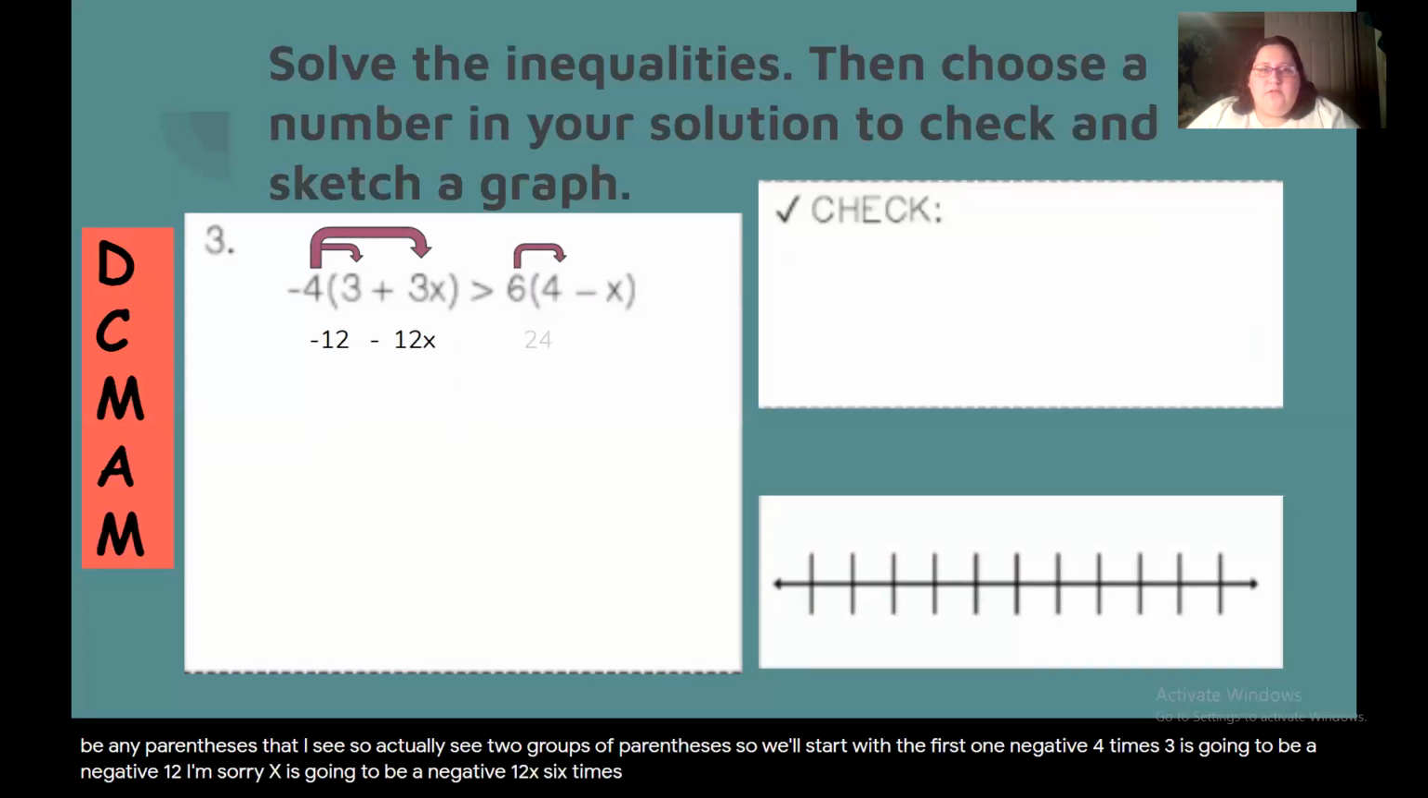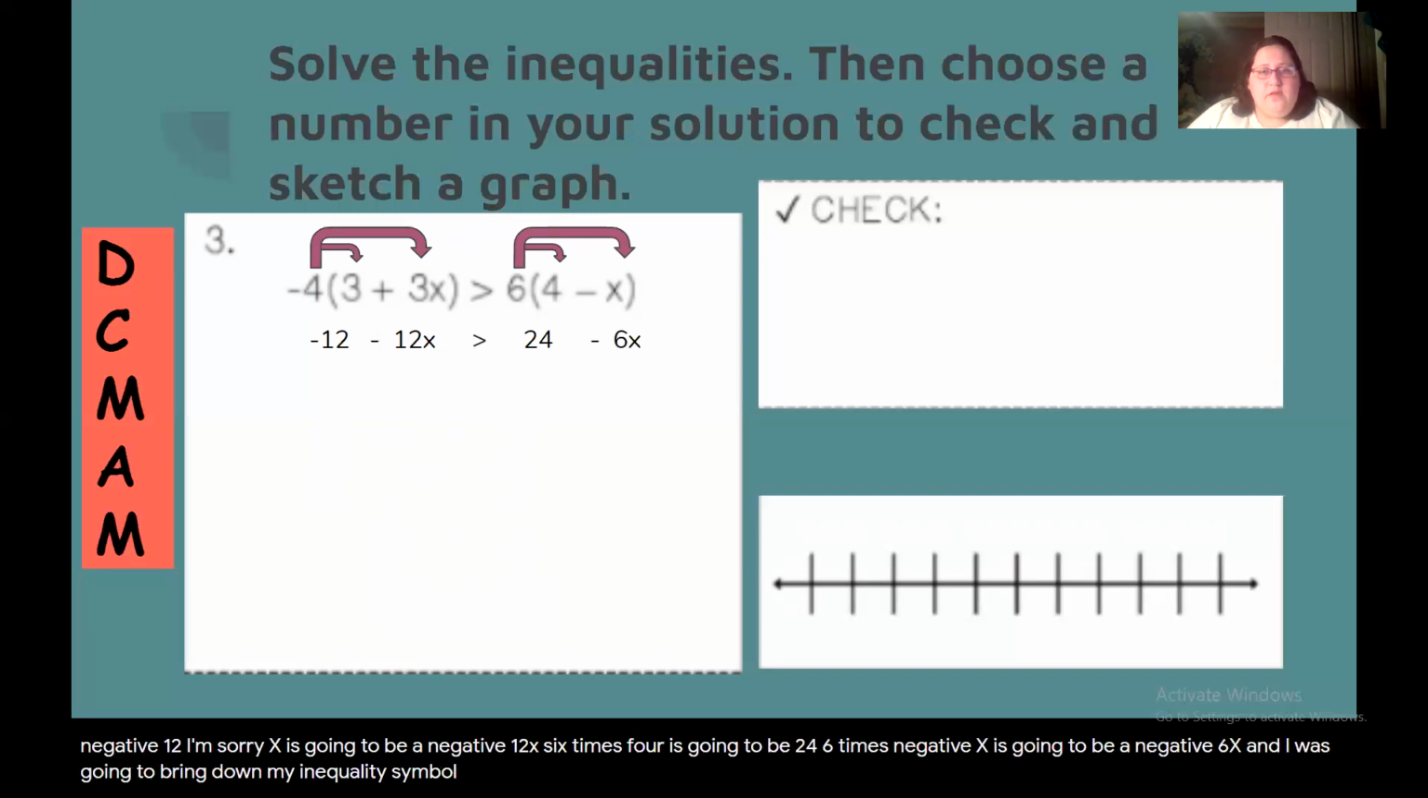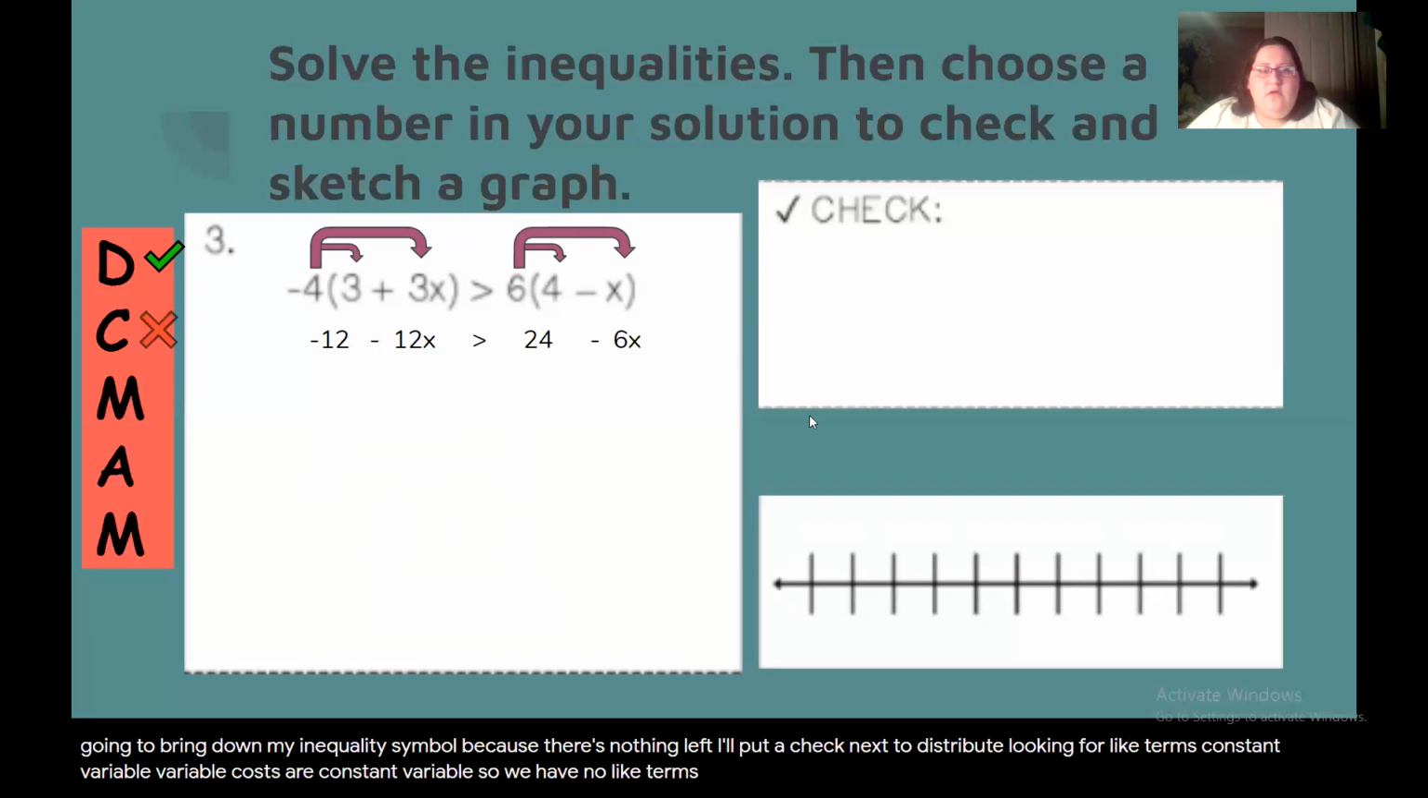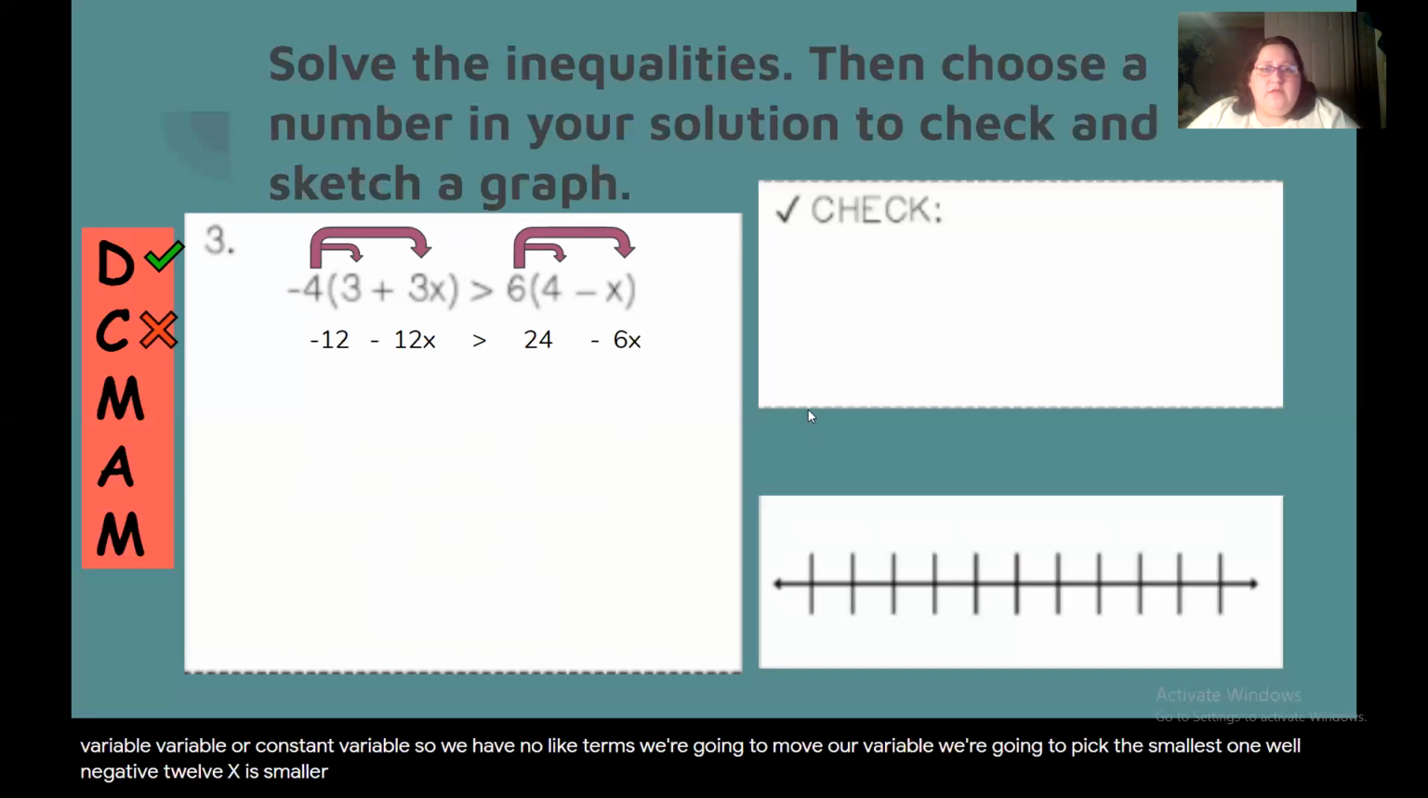6 times 4 is going to be 24. 6 times negative x is going to be a negative 6x. And I'm just going to bring down my inequality symbol because there's nothing left. I'll put a check next to distribute. Looking for like terms, constant, variable, or constant variable, so we have no like terms. We're going to move our variable, and we're going to pick the smallest one. Well, negative 12x is smaller than negative 6x, so we're going to move that one over.